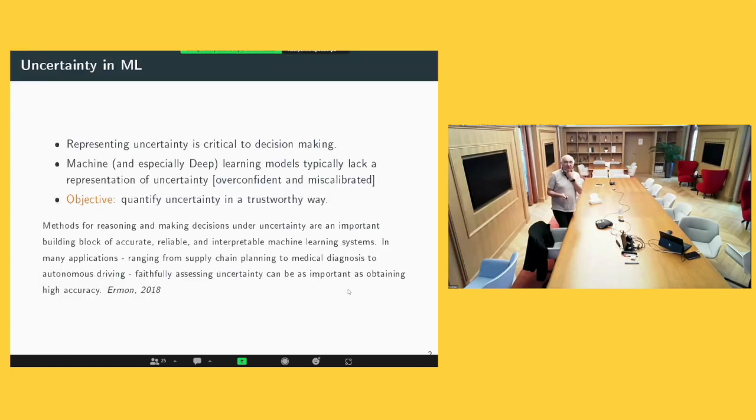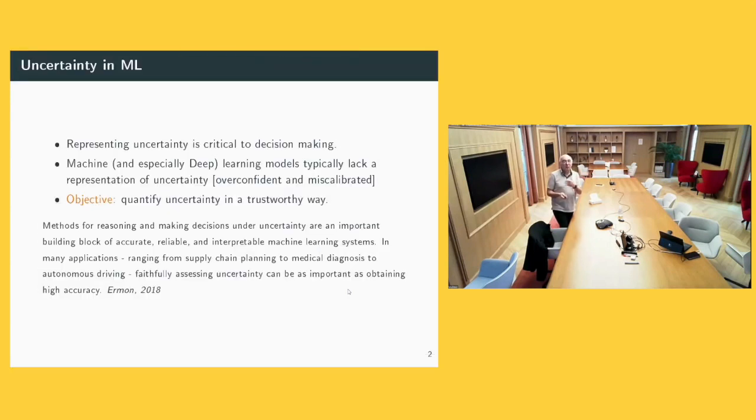So we first cover what the problem behind this is: the problem of representing uncertainty in machine learning. There are many ways to do that, of course, but what you need to know is that representing uncertainty is really critical to decision making. One of the problems identified by many researchers is that machine learning models, and especially deep learning models, because they have many parameters, sometimes several billions of parameters, typically lack a representation of uncertainty.